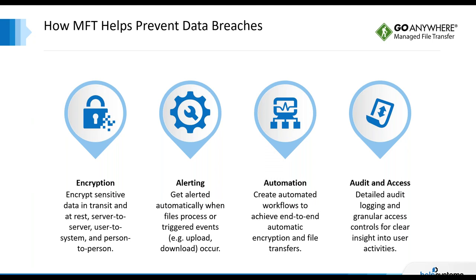Having said that, encryption. There's two things I'm going to say if you don't remember anything from this webinar, because I know there's going to be a lot going on. This is one of them. Encryption is an easier way and a really good way to cover a lot of how breaches happen. We need to make sure that we're encrypting our data both in transit and at rest, whether it's server to server, user to system, person to person, whatever the case may be. We definitely want to make sure that we are encrypting our data.